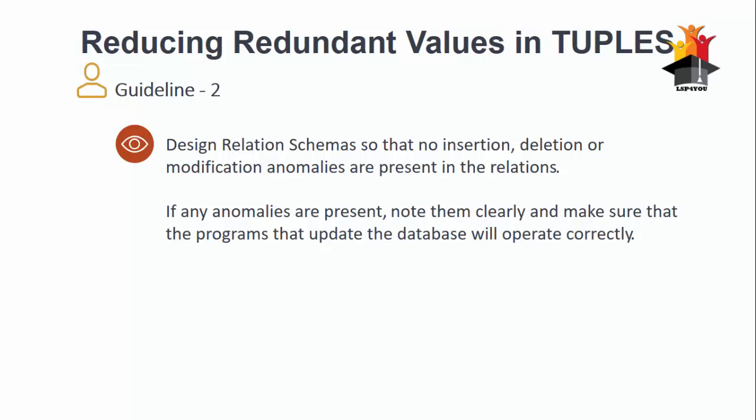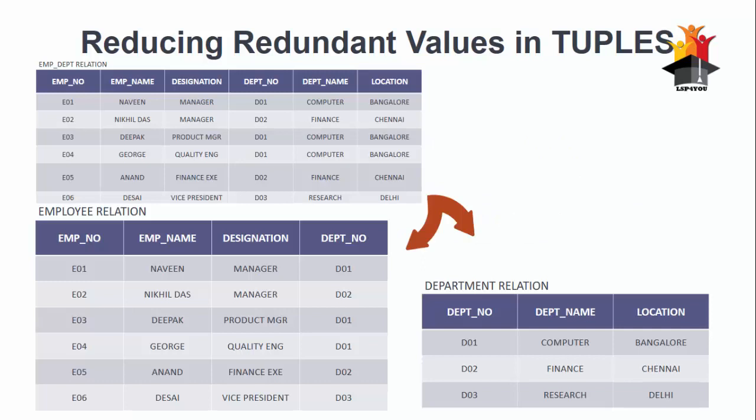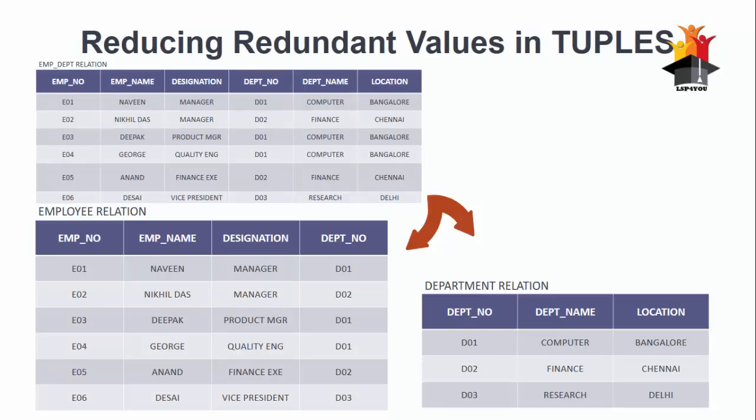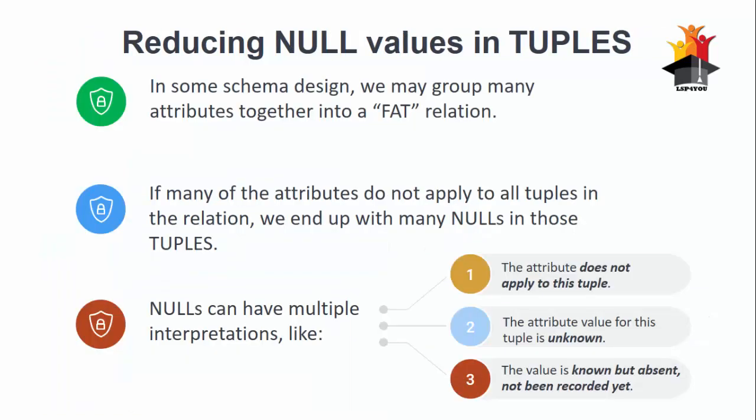Design the relation schema so that no insertion, deletion, and modification anomalies are present in the relation. If any anomalies are present, note them clearly and make sure that the programs that update the database will operate correctly. So according to the guideline, to reduce the redundancy of the data, we need to split the employee department relation into employee relation and department relation separately. Now the computer department comes only once, and the department name is not repeating, thereby reducing the redundancy of data. Now let us see about the null values in tuples.